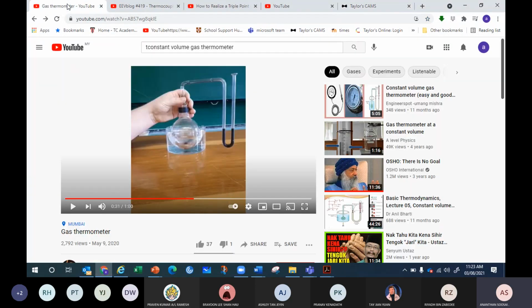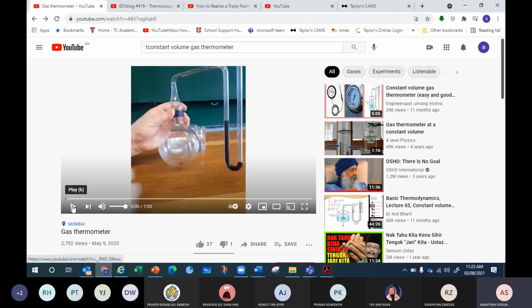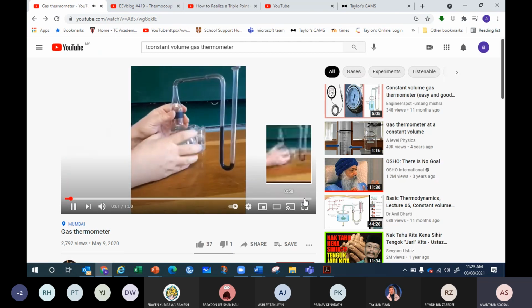Okay, so let me show you one. This is a constant volume gas thermometer. Have a look.